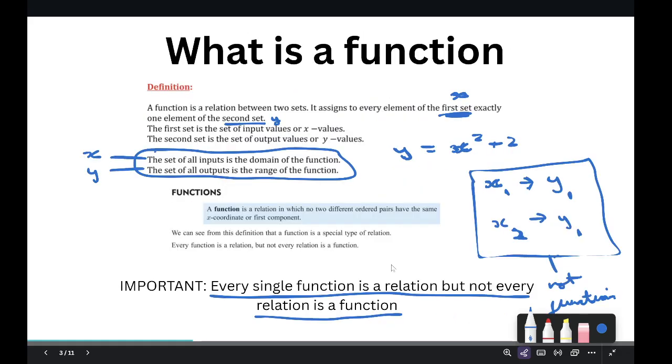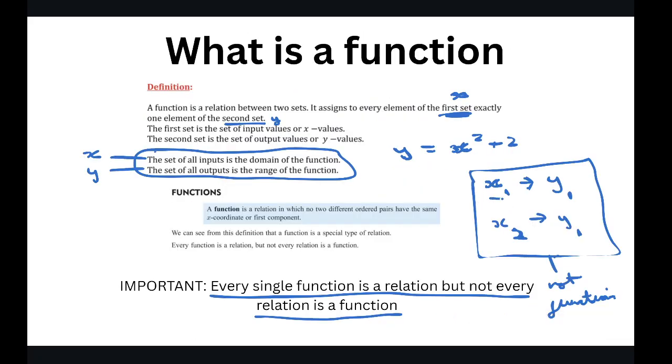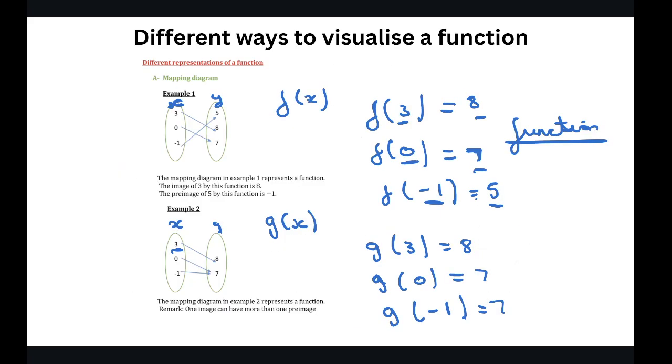As we go back to our previous slide, x1 has given me y1, x2 has given me y1, also in the same function. So this cannot be a function. This would be classified as a relation, not a function. g of x is now a relation.